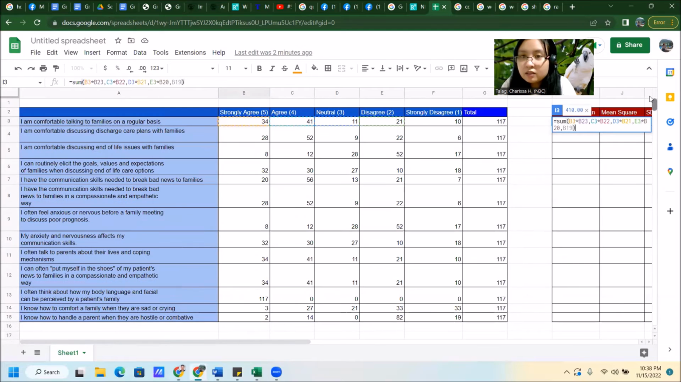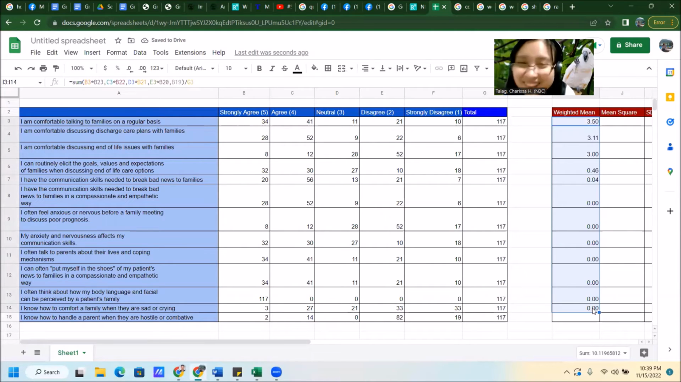Divided by the population 117. Press ko na lang to. Ayan, 117. And then, enter. Ang weighted mean niya ay 3.5. So, we have to do the same for the remaining questions. So, gagawin natin ay idadrag na lang pababa.